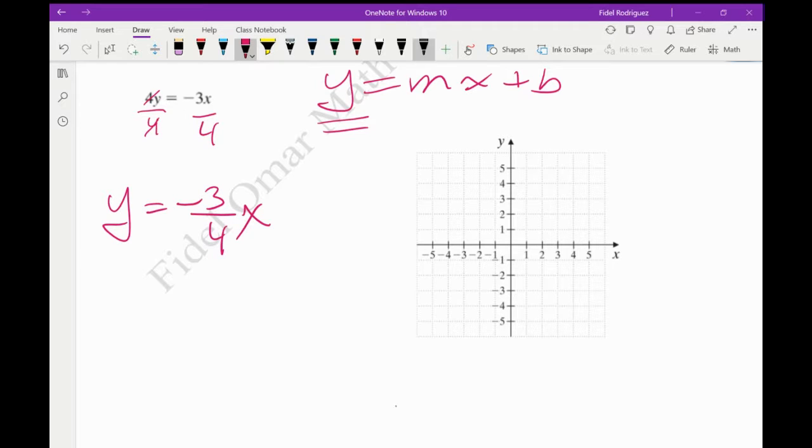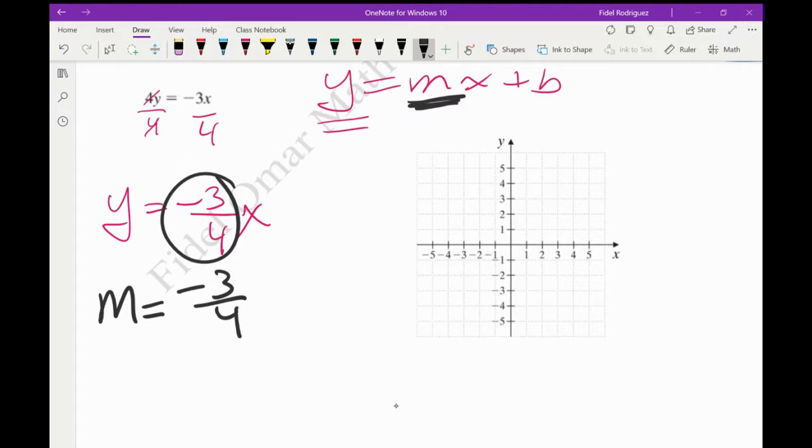So remember, we want to find a couple of things here. We want to find our slope. The slope is the number that's in front of the x. So in this case, my slope is negative 3/4. The other thing we want to find is the value of b, our y-intercept, right? So remember, the first number is always 0, and then the second number is whatever b is.